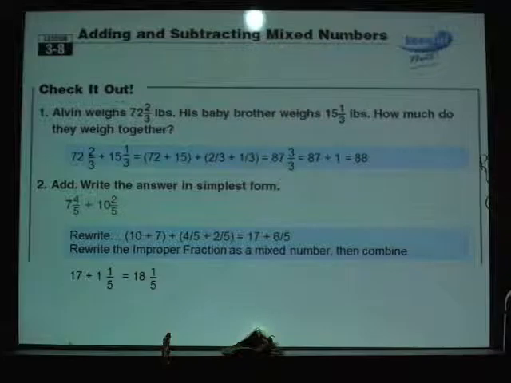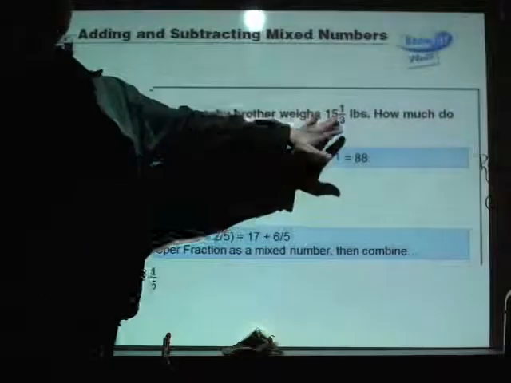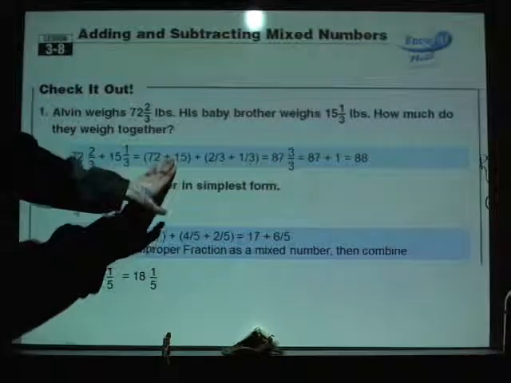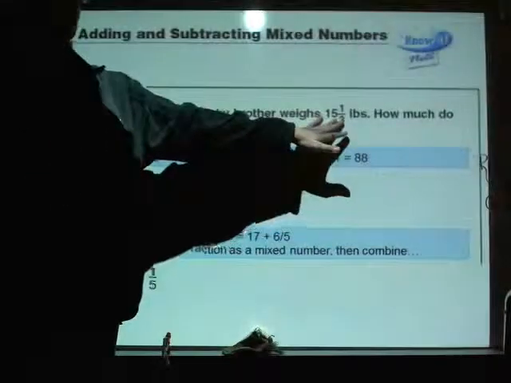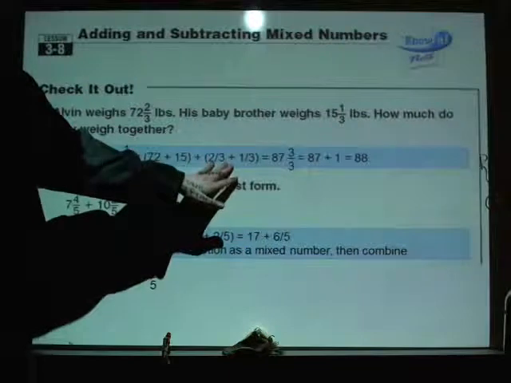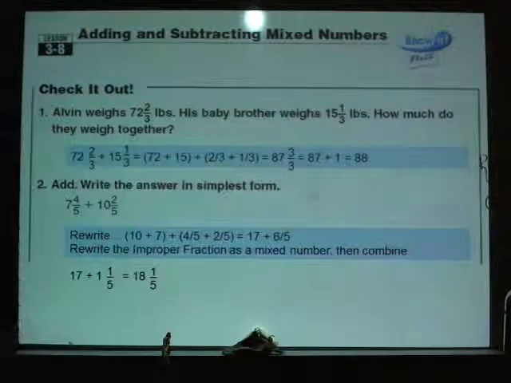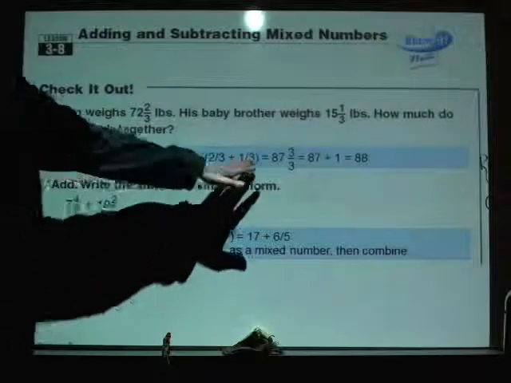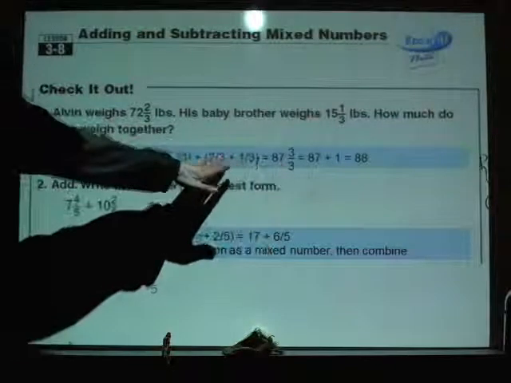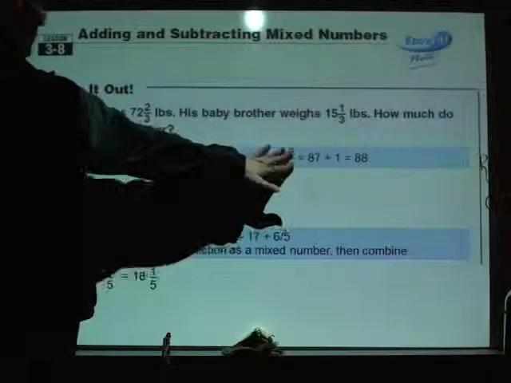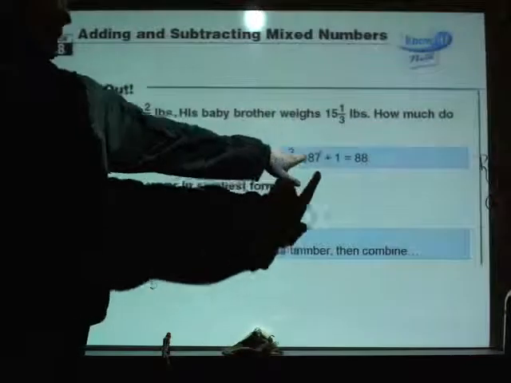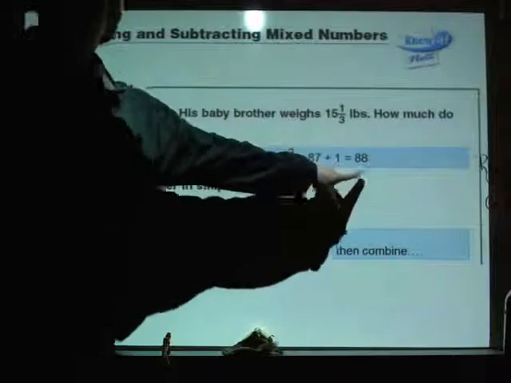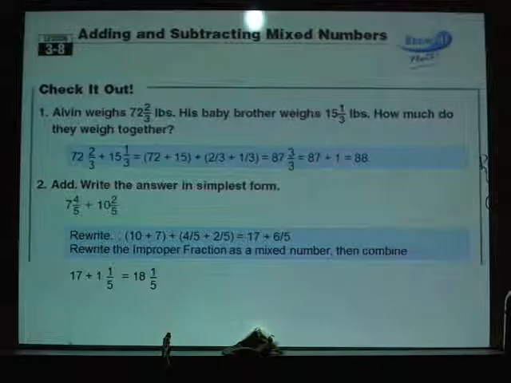So I'm going to add the 72 and the 15, which is what you can see I'm doing here. And I'm going to add the fraction parts, 2/3 and 1/3, which is what you can see I'm doing here. Again, I'm treating this question in parts, just like I've done all the others. 72 and 15 make 87. 2/3 and 1/3 make 3/3. Well, 3/3 simplifies to 1. So this is really 87 and 1 being put together, which is 88.